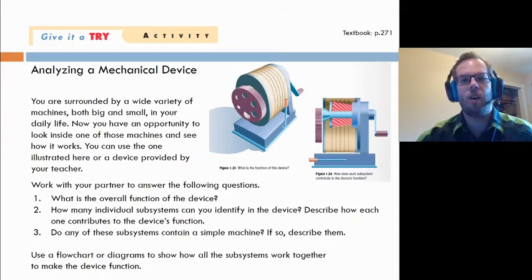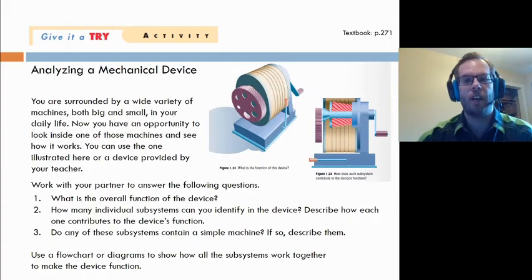We could talk about the pedals. The pedals are a type of lever, and that is to transfer power from your foot to the drive shaft or the gears that are part of your front assembly. Do that for the device you've chosen, and I would expect at least two. In order for a complex machine to be a complex machine, and not a simple machine, it's got to be made up of two or more simple machines. So you have to, at bare minimum, identify two subsystems, and then for number three, do any of these subsystems contain a simple machine? If so, describe them.